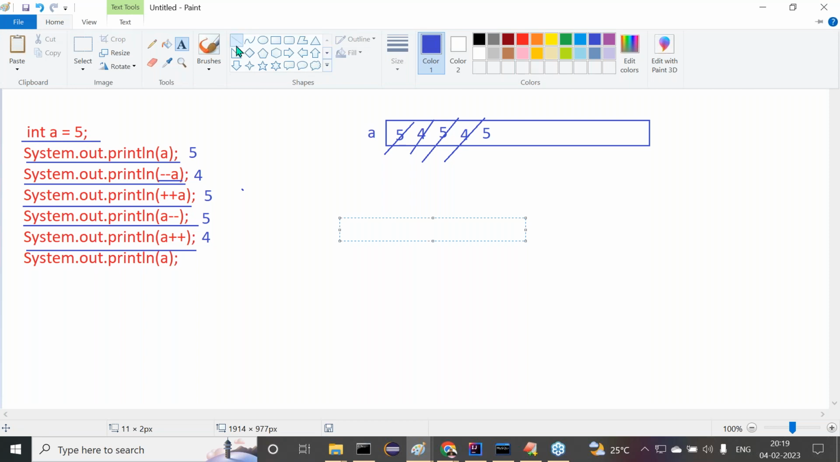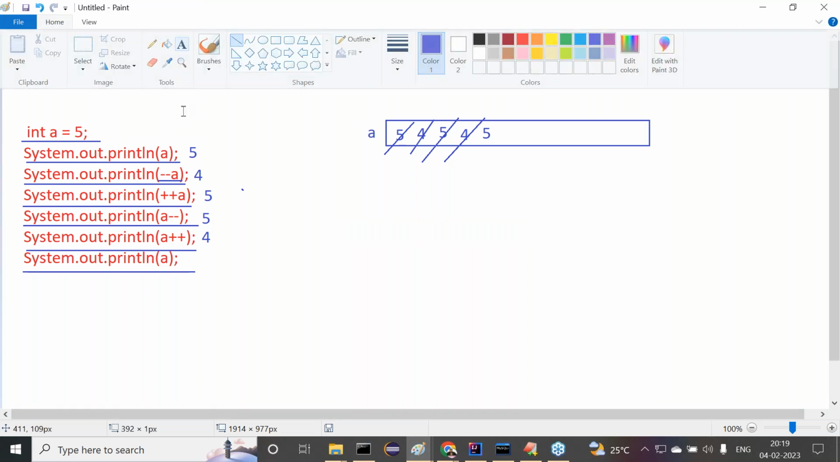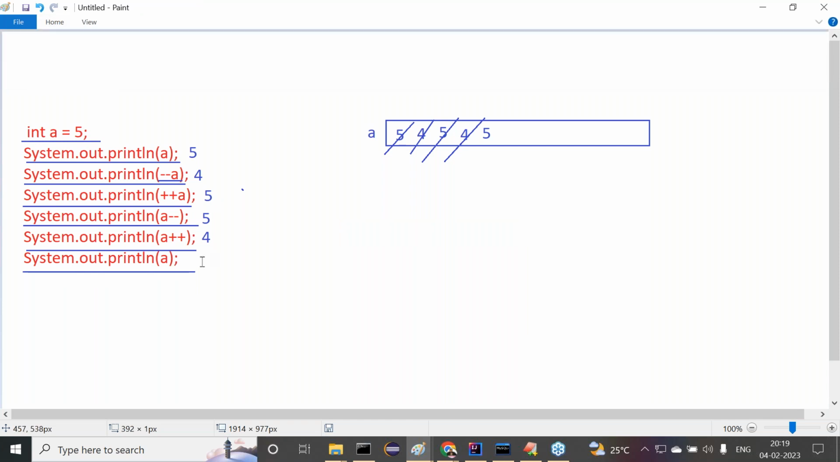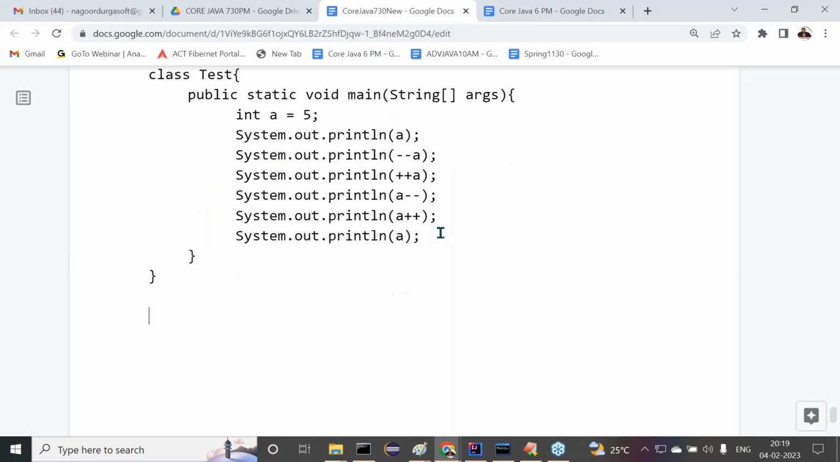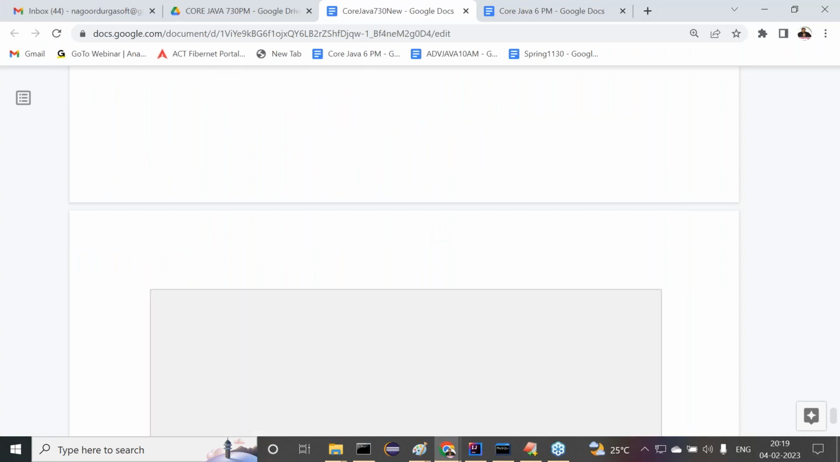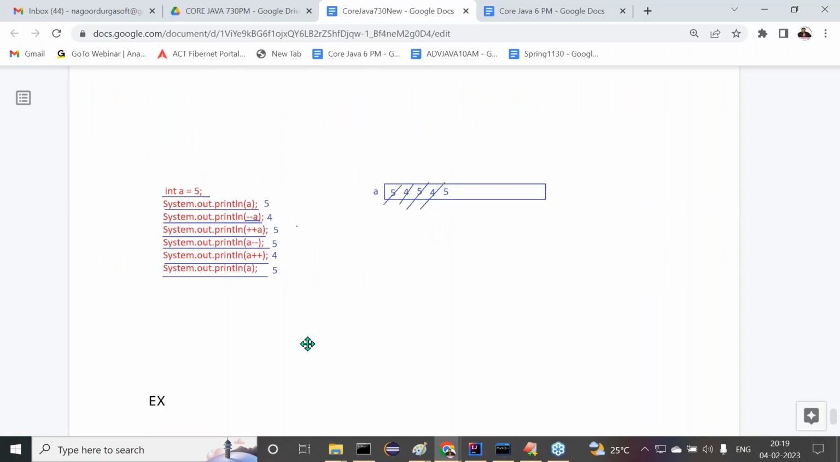Next one, System.out.println of a. The current a value will be displayed. What is the current a value here? 5. 5 will be displayed. What is the output here? 5 4 5 5 4 5. This is the output we are getting. This is the program and its explanation that we provided. Leave this one, next example.